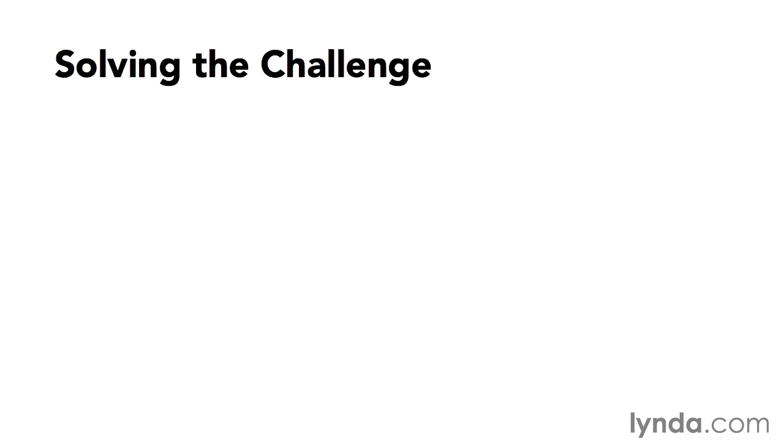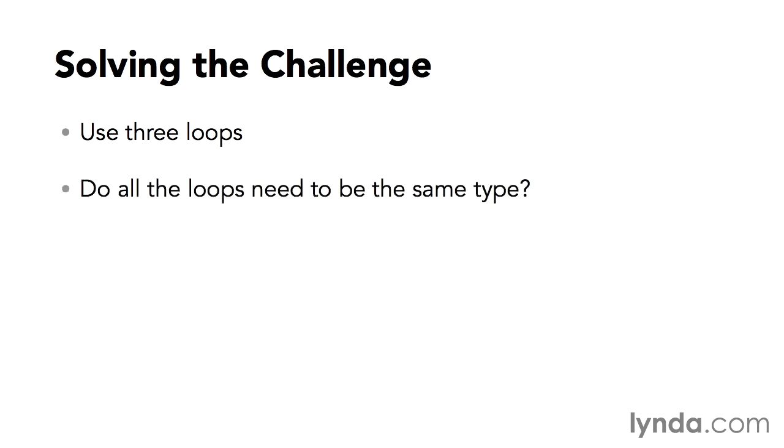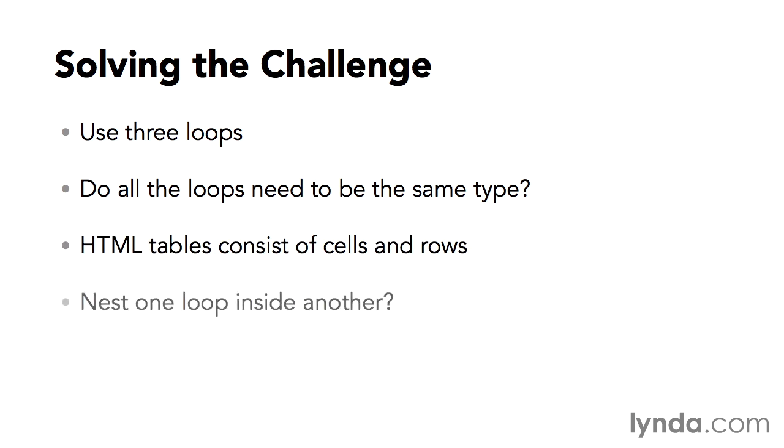To give you some guidance, the solution involves using 3 loops. Think which type of loop would be the most appropriate. Do they all need to be the same type? Also think about how HTML tables are built. How do you create repeated table cells and then move on to the next row? Perhaps combining 2 loops, nesting one inside another, will do the trick.